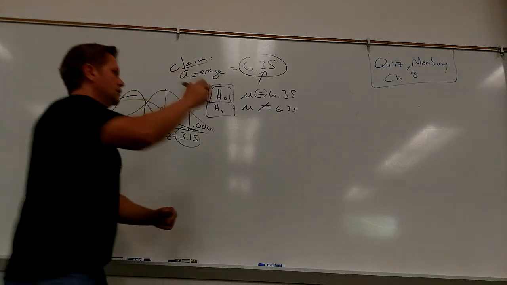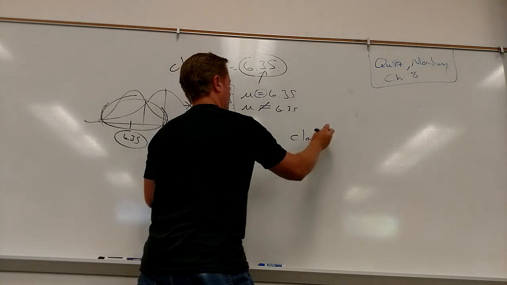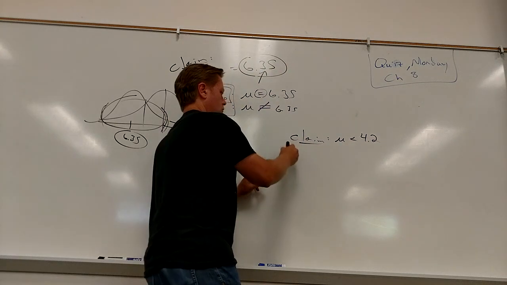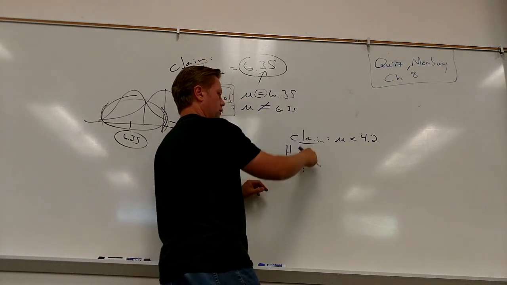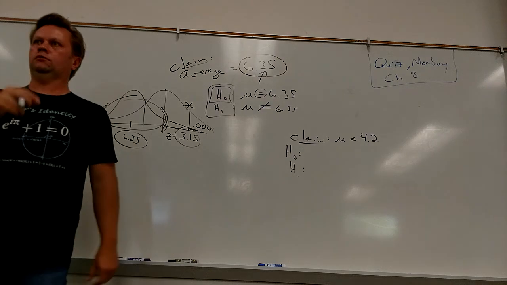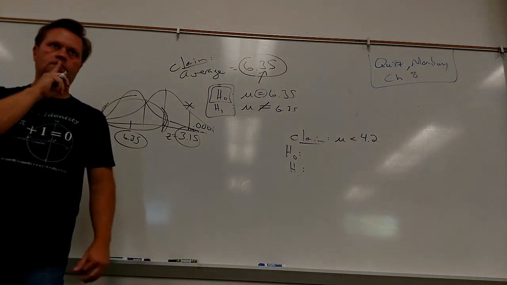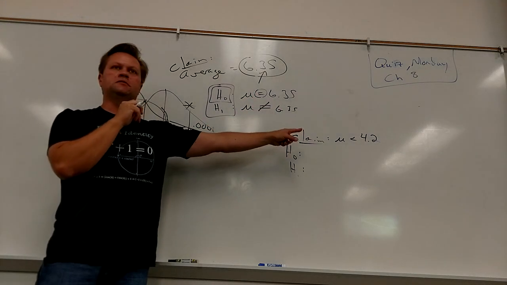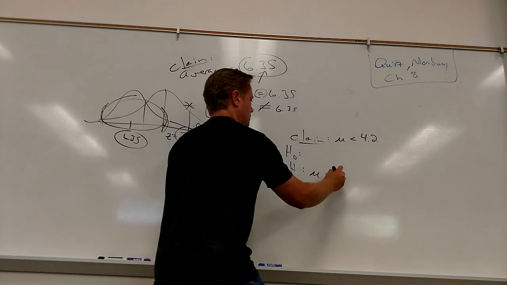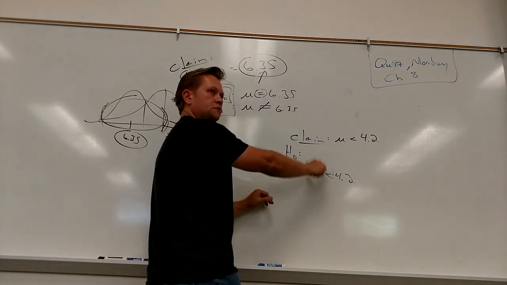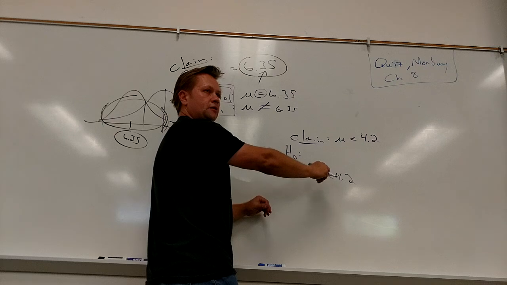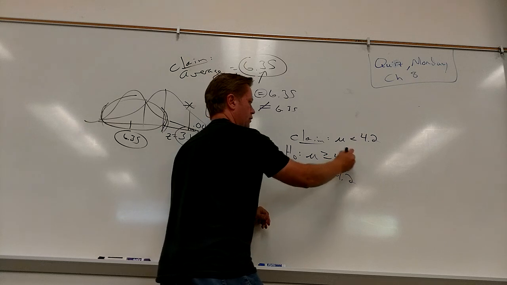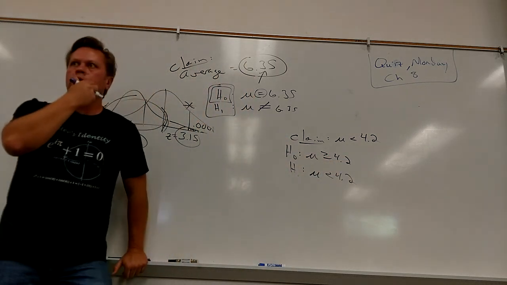Okay. So watch. If my claim was that the mean is less than 4.2, let me see if you guys were paying attention a second ago. Which one of these would that go into? The top. The null is the one that always has to have an equal sign. Does that have an equal sign? No. So that's going to be the alternate. And what's the opposite of mu less than that? More than. Almost. Greater than or equal to. See how the null has the equal to sign?